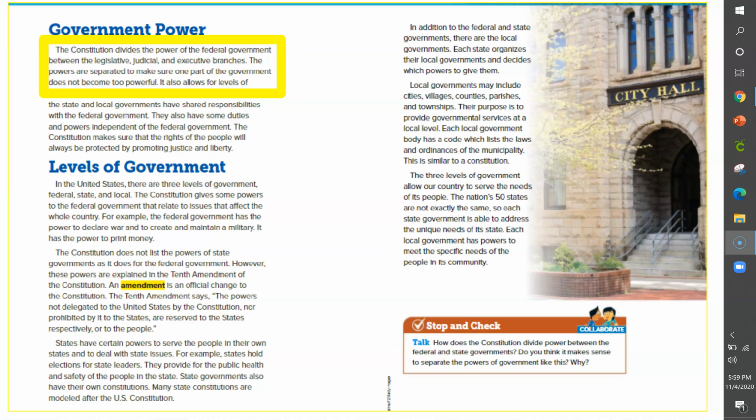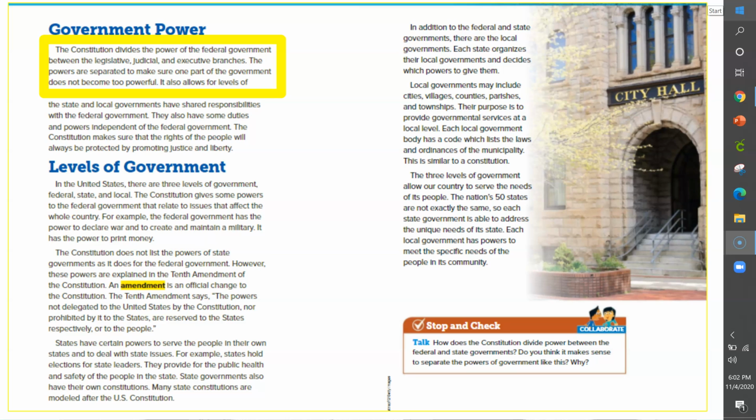Levels of government. In the United States, there are 3 levels of government: federal, state, and local. Let's think about this for just a second. Local governments refer to your towns and mayors, like Mullica Township. State government refers to your entire state and governors, like New Jersey. And federal government refers to our entire nation, the United States of America, and our president.